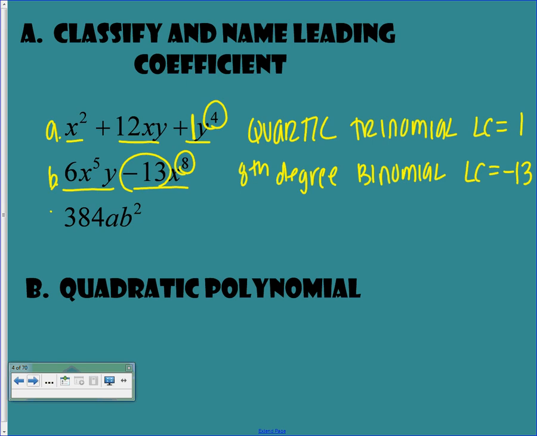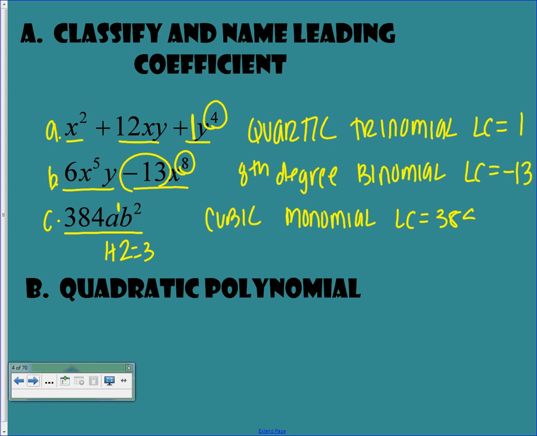And part C, the largest exponent you see is a 2. However, this is just one term, and there's a 1 on the a, which means I'm going to add the 2. So this is actually a cubic function because our degree is 3. I need 2 variables together on the same term, you add them to find out the degree. So this is a cubic, there's only one thing, so it's a monomial. And then obviously we don't have any other choice, but our leading coefficient would be 384.